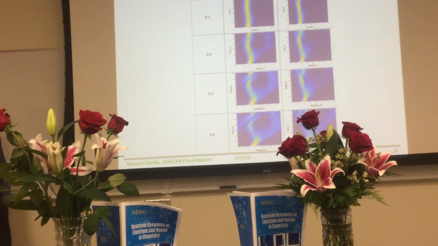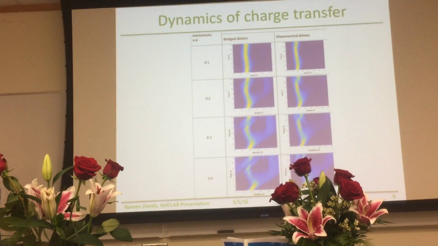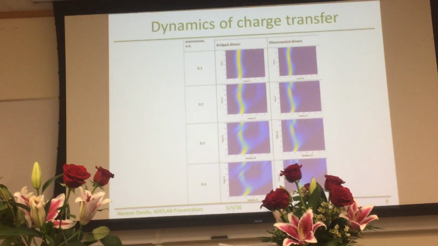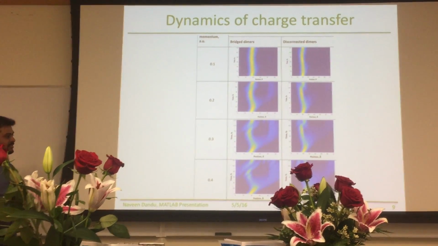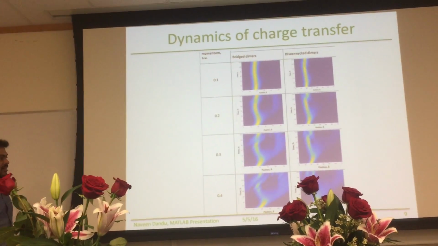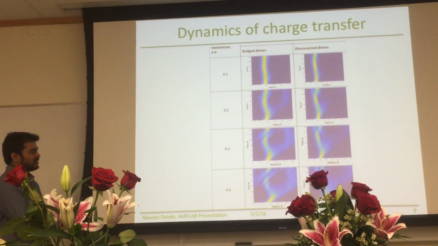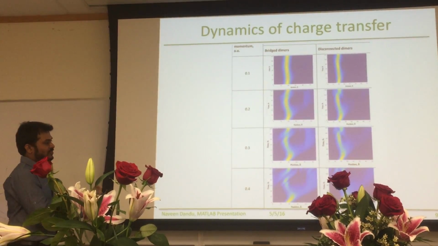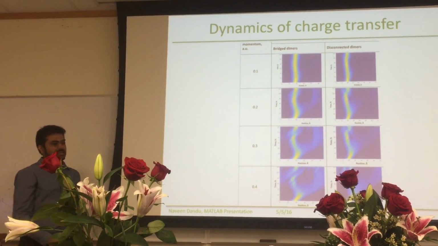We are also interested in doing this dynamics calculation of charge transfer, where I utilized 4 different potential energies, with initial momentums ranging from 0.1 to 0.4. The electron can cross the potential barrier with the higher initial momentum, 0.4 atomic units. The bridged dimers have much higher electron dissipation compared to the disconnected dimers.